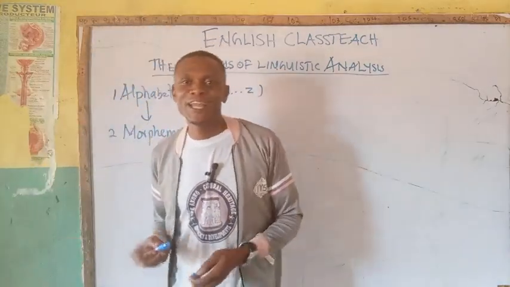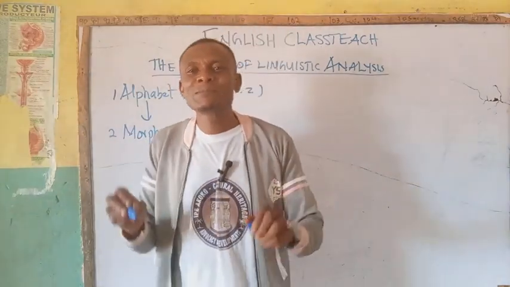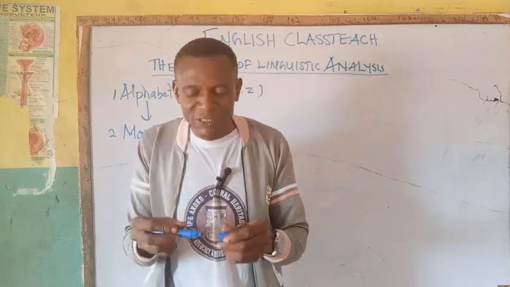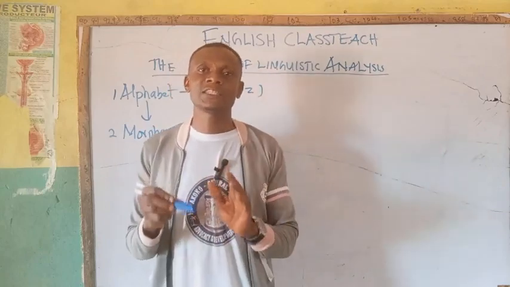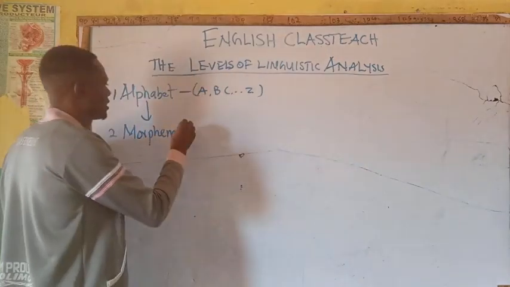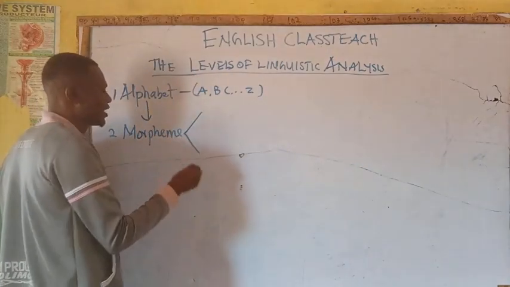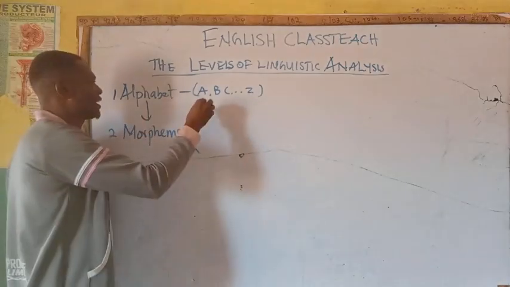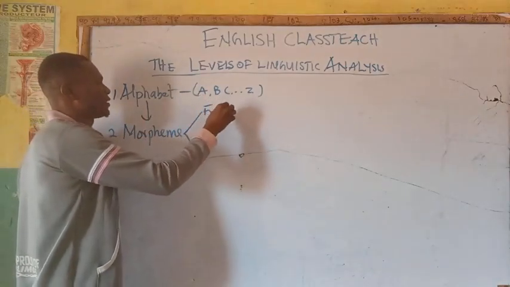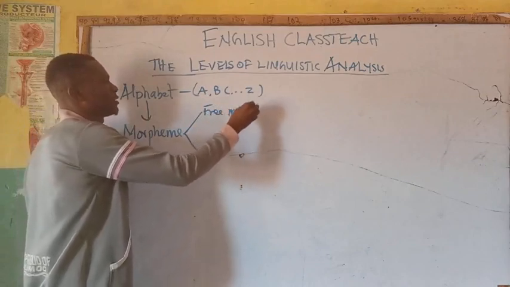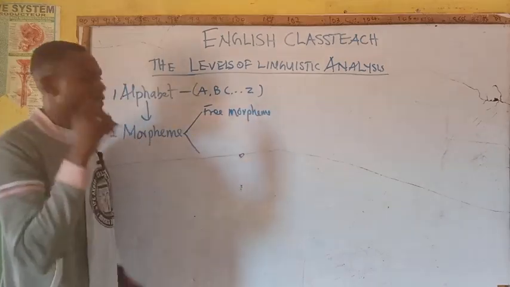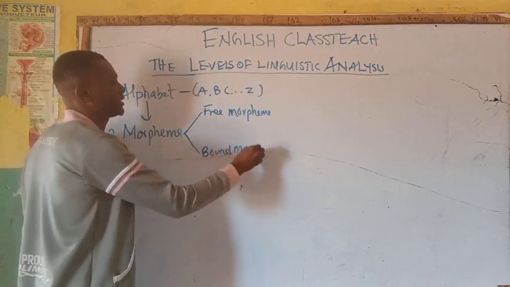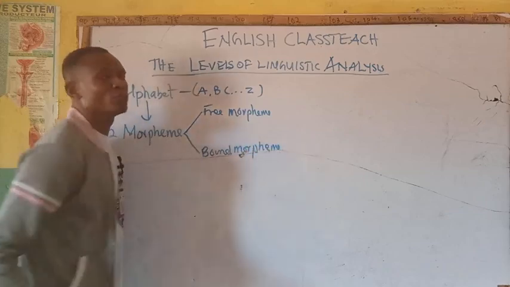And what is a morpheme? A morpheme is the smallest meaningful unit of a language. Smallest meaningful unit of what? Of a language. That is a morpheme. Before I give the example, let's look at the types of morpheme. Then we have what we call free morpheme, and then we have bound morpheme. These are the two types of morpheme we have.